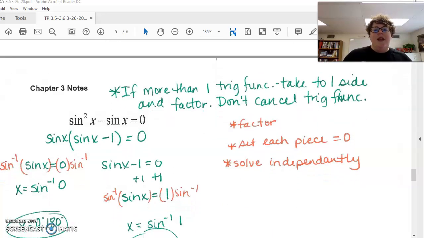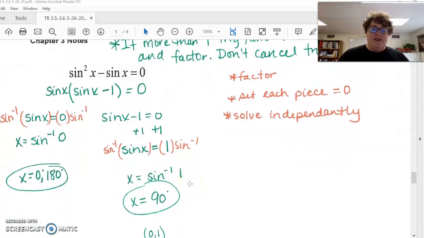Okay, the next one. Now, this breaks up new ones. So the ones we've already done have just had one trig function going on. So if you have more than one trig function, you want to take everything to one side and factor. Now, do not cancel off trig functions, and the reason for that is because you will lose solutions. So you have to take everything to one side and then factor.